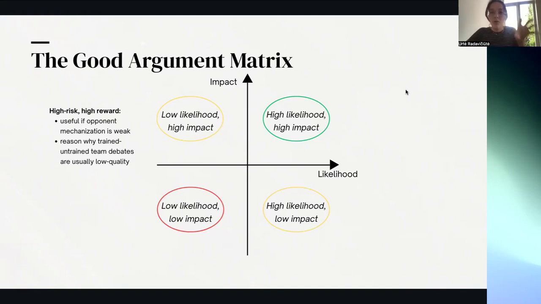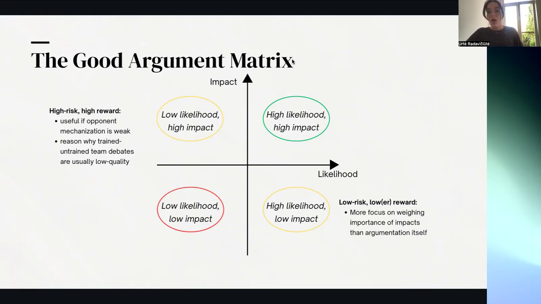And this category is also the reason why trained, untrained team debates are usually low quality. So think of a national squad debating complete beginners, and then it seems as though the national team doesn't really pull their weight. The reason for that is because they oftentimes just assume that they don't have to go through the argumentation of why their arguments are likely, since their opponents don't. But if you're able to pull this, then of course, you can win a case with such arguments as well.